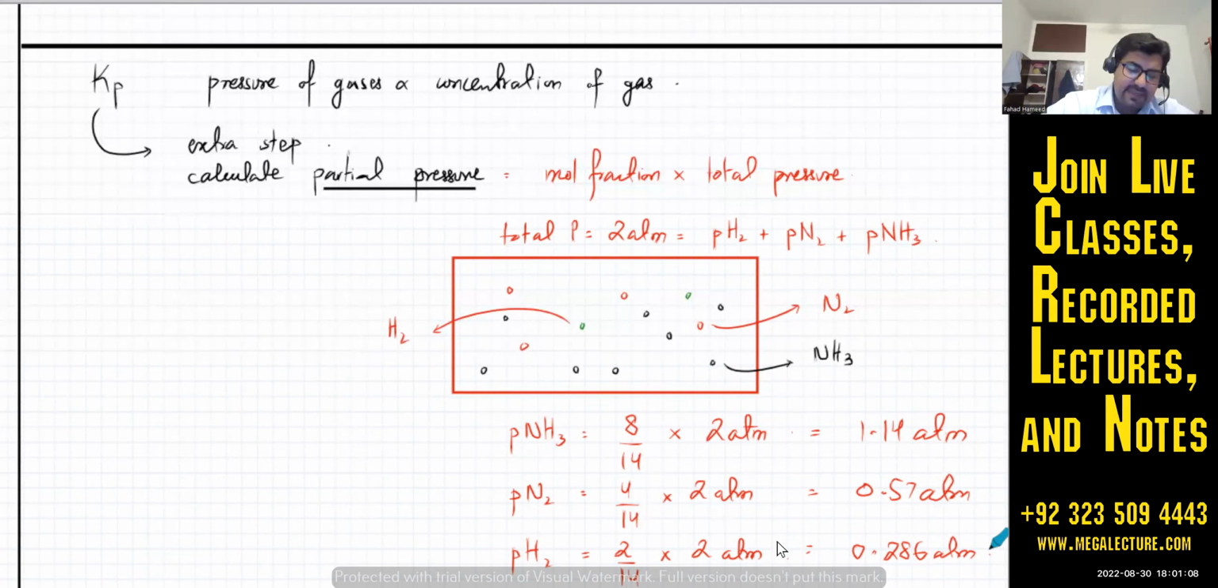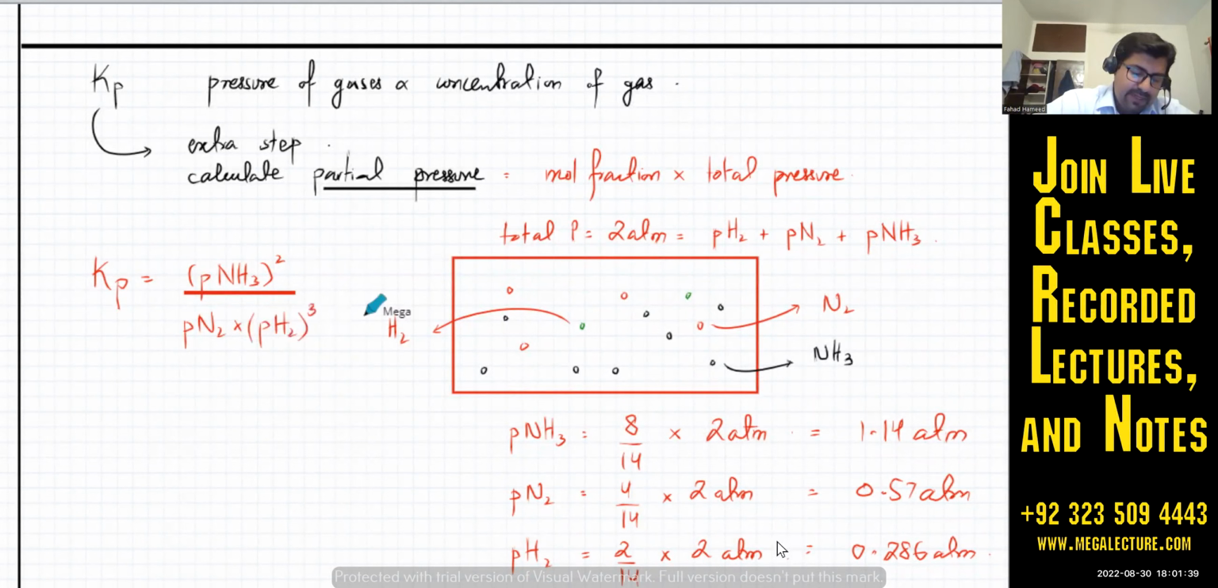The other thing is that in the Kp expression, instead of using concentration, you just use partial pressure. So the expression would be the same. This is the Haber process reaction. So P of NH3 squared, divided by pressure of N2 multiplied by the pressure due to H2, cubed.